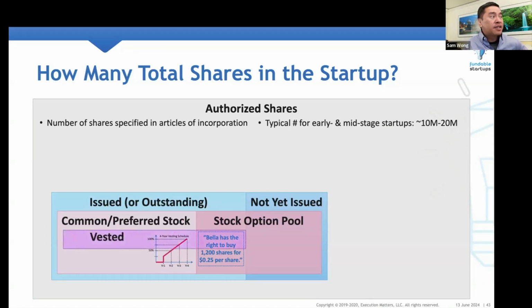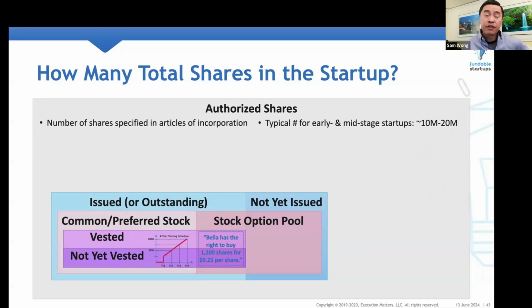So that means some shares are going to fall into the vested category if Bill has been there a while, and some shares will fall into the not yet vested. And that includes common and preferred stock. The common stock could be subject to vesting as well.